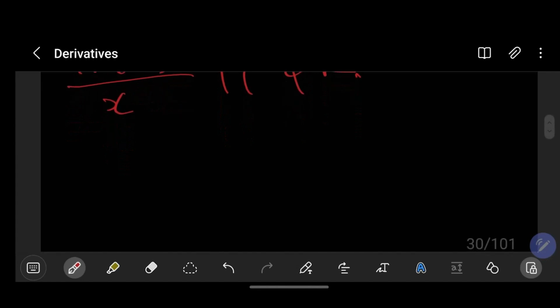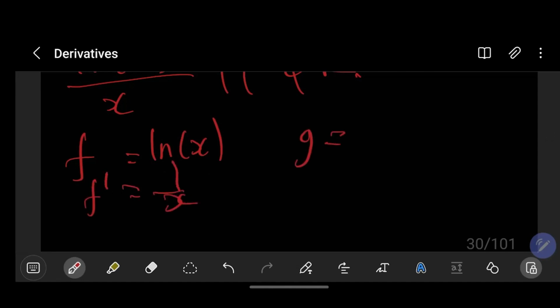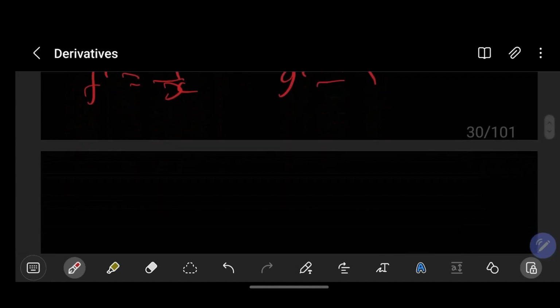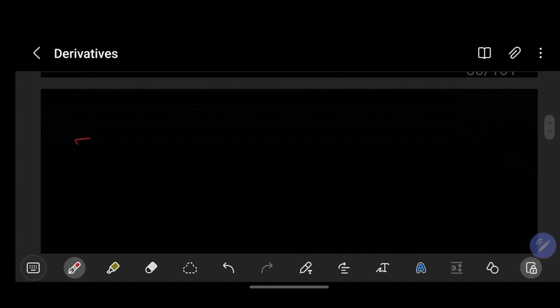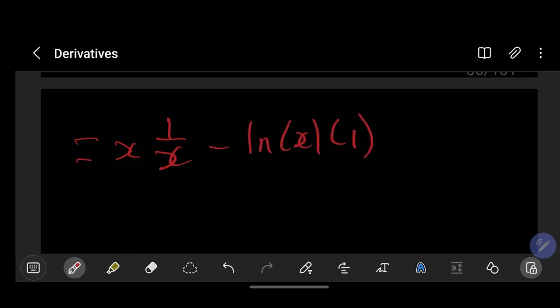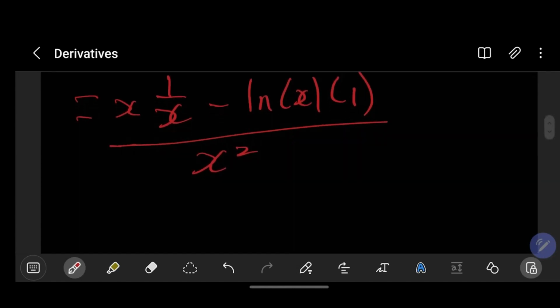So let's take f equal to ln of x. So f prime is equal to 1 by x. If we make g equal to x, so g prime is equal to 1. So taking this information and plugging it into the rule, we now have that this is equal to x times 1 over x minus ln of x times 1, all over x squared. Okay, so this and this can cancel off, so you just have it equal to 1 minus ln of x all over x squared.